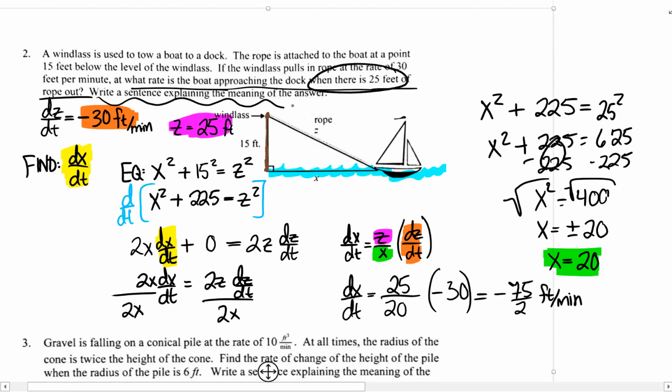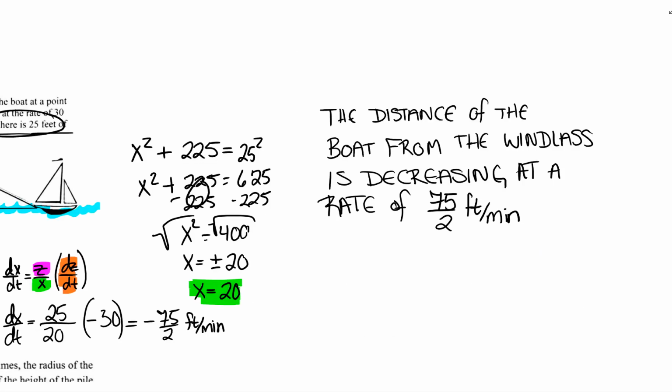Write a sentence explaining the meaning of the answer. One possible sentence would be: the distance of the boat from the windlass is decreasing at a rate of 75 over 2 feet per minute. And since I used the word decreasing, I did not need to put a negative, but if you don't use the word decreasing, you've got to make sure you say that the rate is negative.